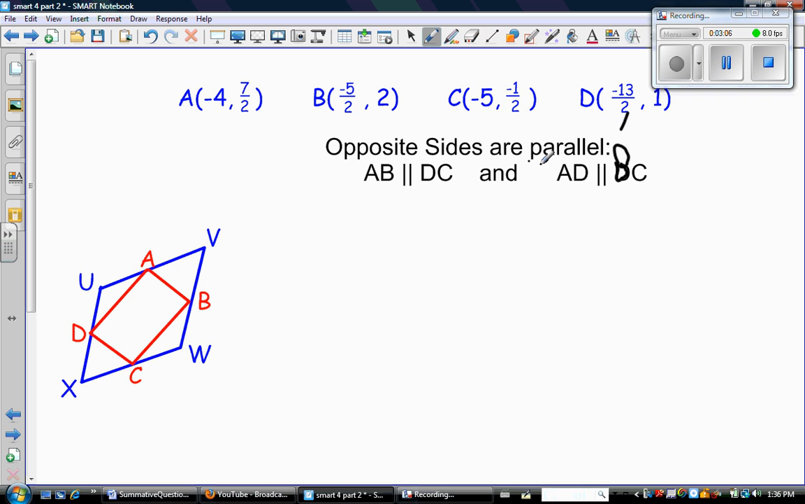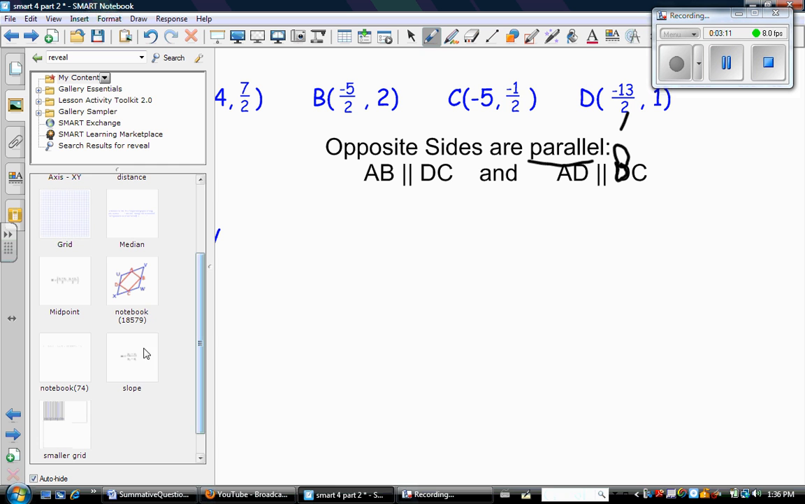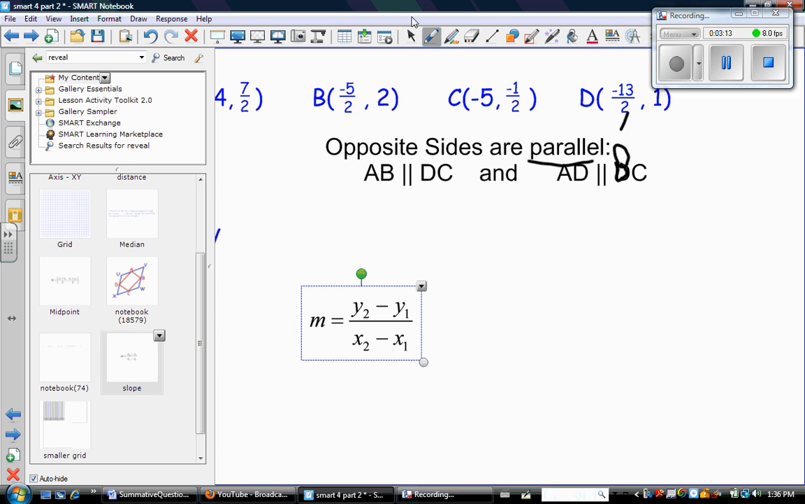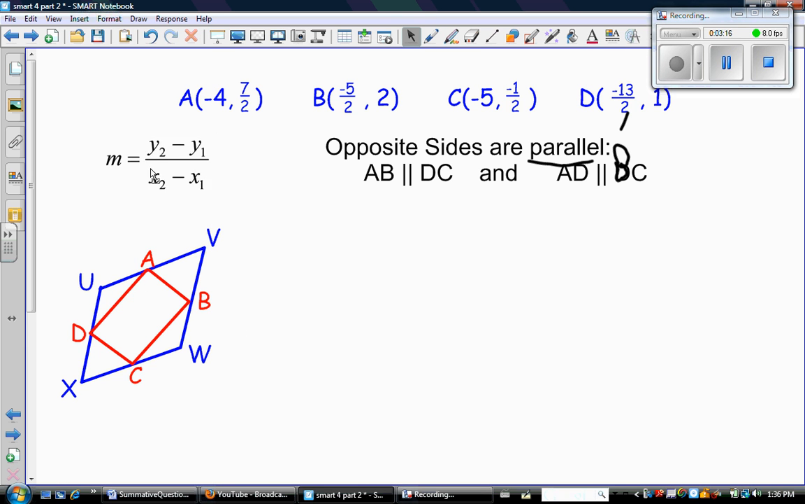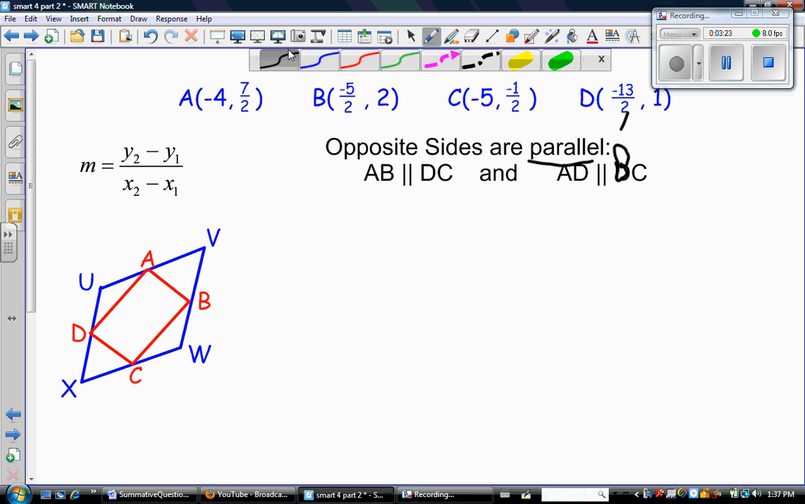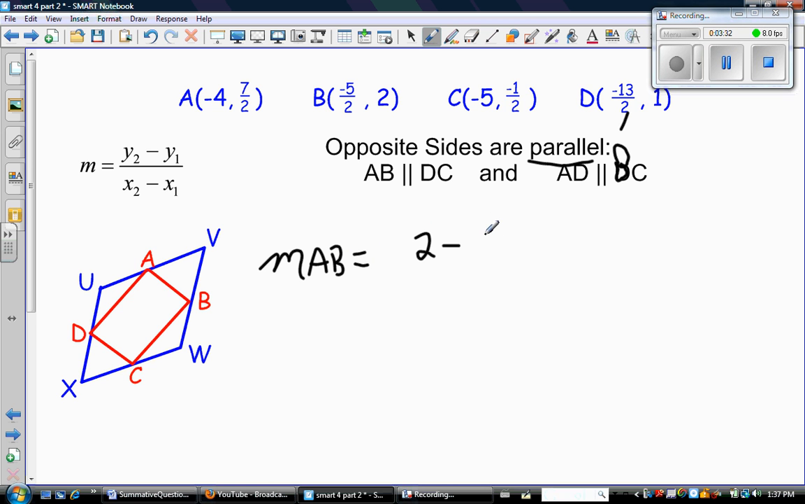Well, we know that parallel is a statement about slope. So from your memory bank, grade 9, you need this formula. The formula for finding the slope of the line that connects 2 points. So let's start with AB. So to find the slope of AB, again, slope is a small case m, and we're going to find the slope of AB. So y2 minus y1 over x2 minus x1.